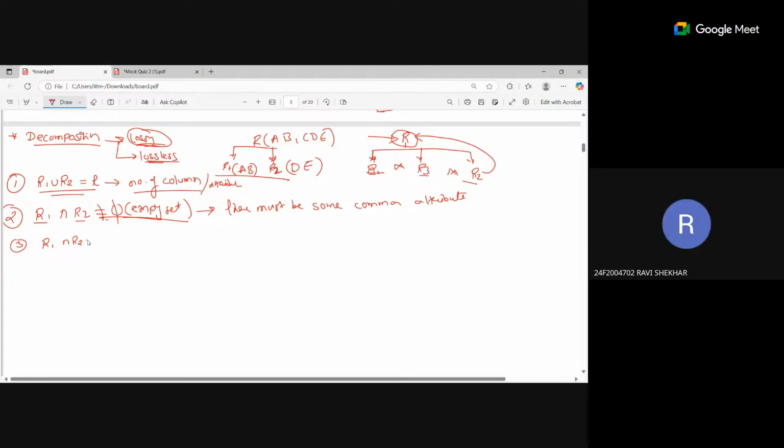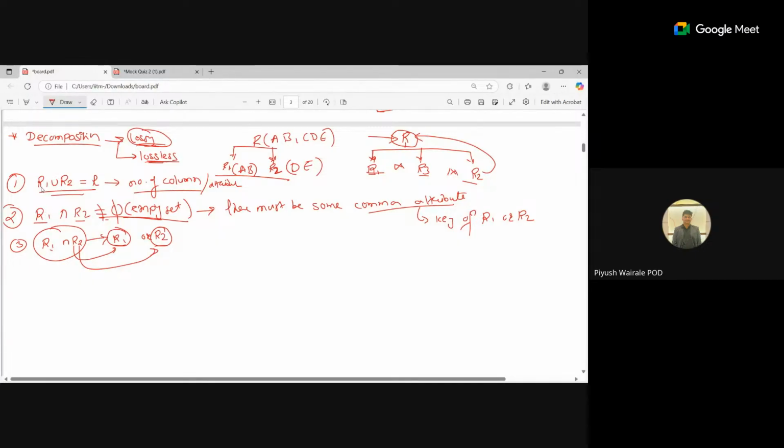R1 intersection R2 must be a key in either R1 or R2. Yes. So R1 intersection R2 should give me either R1 or R2. It means this particular common attribute must give me either R1 or R2. So key means what? How can we check? Simply take the closure of that particular common attribute and see whether we are getting R1 or R2 or not. That's it, right? So that common attribute must be a key of either R1 or R2 here. Okay. So if we verify all these three, then we can say that our decomposition is lossless, right?